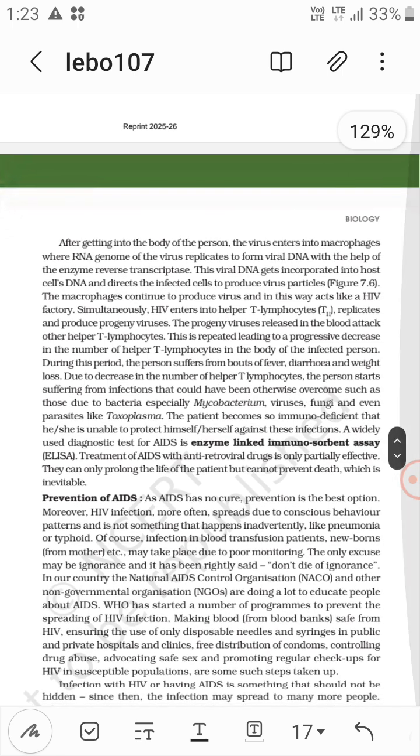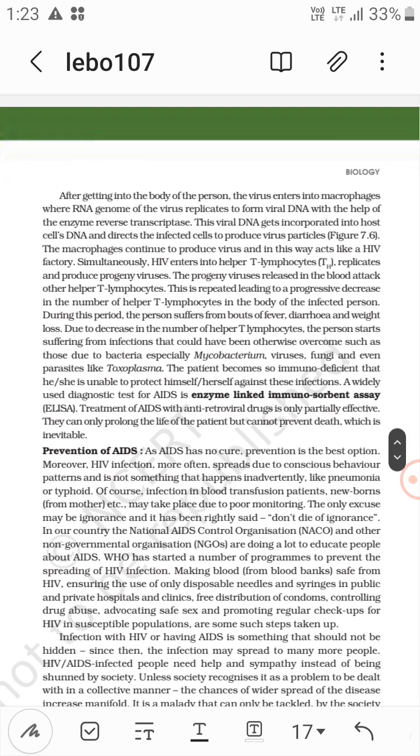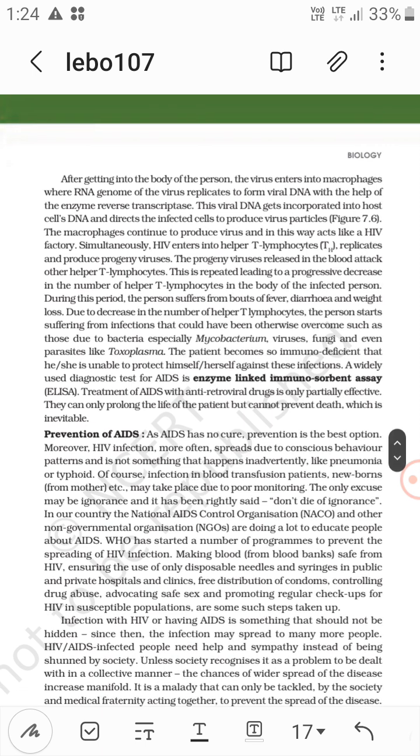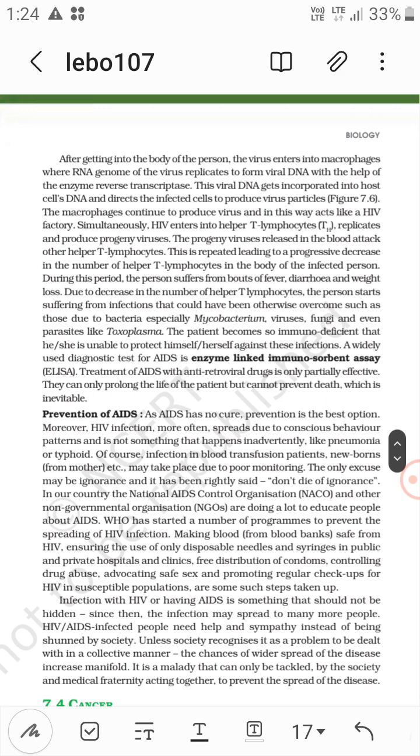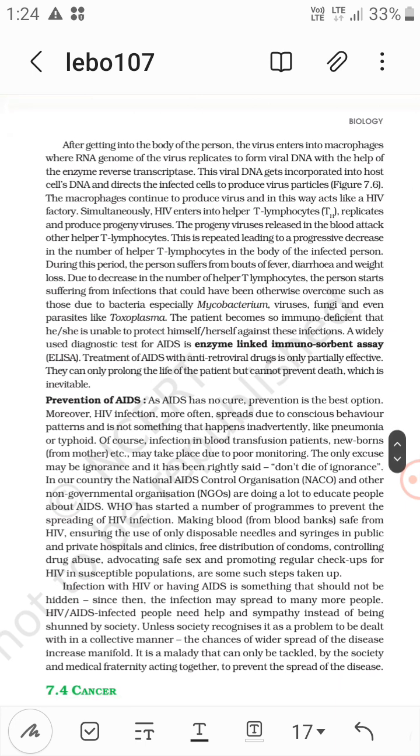After getting into the body of the person, HIV enters the macrophages in the tissue. In the macrophages, the RNA genome of the virus replicates into viral DNA with the help of the enzyme reverse transcriptase. This viral DNA gets incorporated into the host cell's DNA and directs the infected cells to produce virus particles. The macrophages continue to produce viruses in this way, acting like an HIV factory. Simultaneously, HIV enters the helper T cells, replicates and produces progeny viruses. The progeny viruses released in the blood attack other helper T cells. This is repeated, leading to a progressive decrease in the number of T lymphocytes in the body of the infected person.